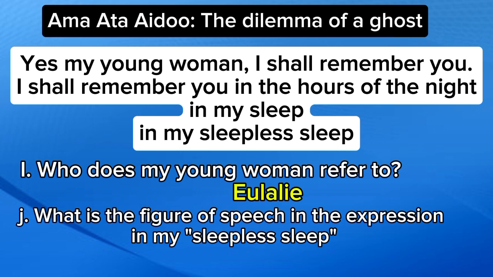Now, the extract above was spoken by the first woman in the drama when she thought that Eulalie might be barren. And when she used the phrase "my young woman," she was referring to a character in the drama called Eulalie. So the answer here is Eulalie.